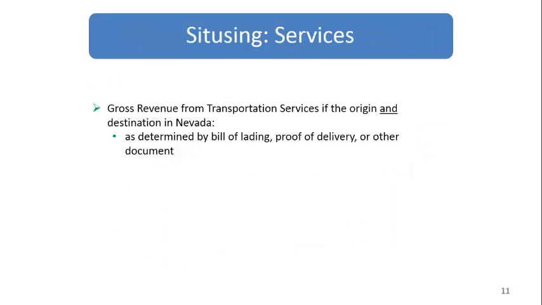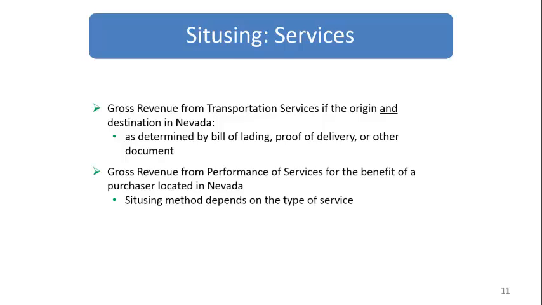Moving on to services, the commerce tax law has a specific method for situsing of transportation services. And that says revenue generated from transportation services is sitused to Nevada only if the origin and destination are in Nevada. It has to be both. The regulations have added that we want businesses to keep documentation such as a bill of lading or proof of delivery that shows both origin and destination.